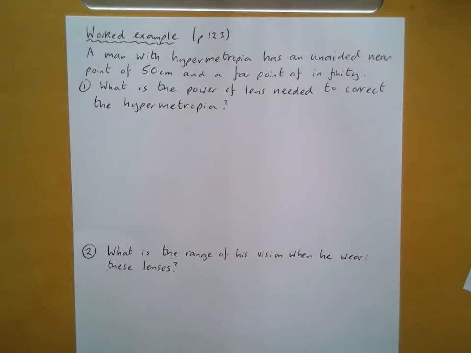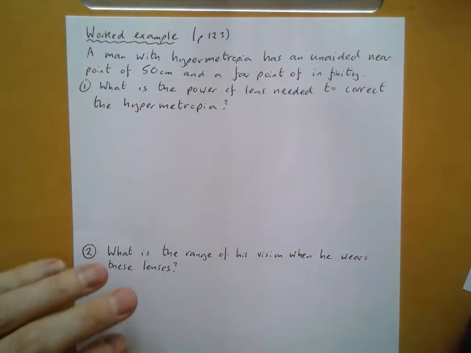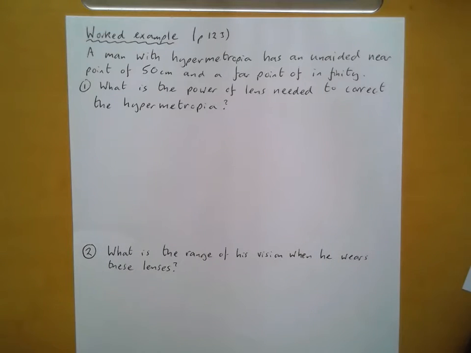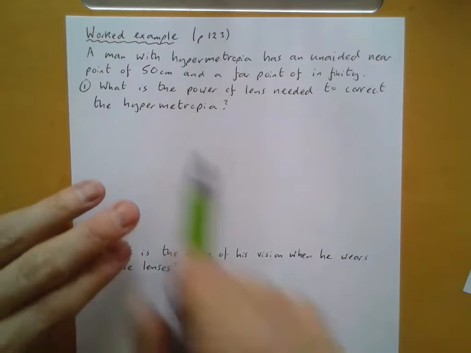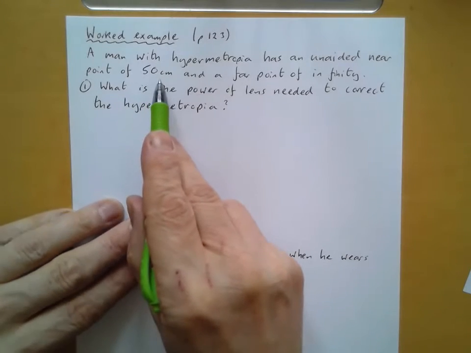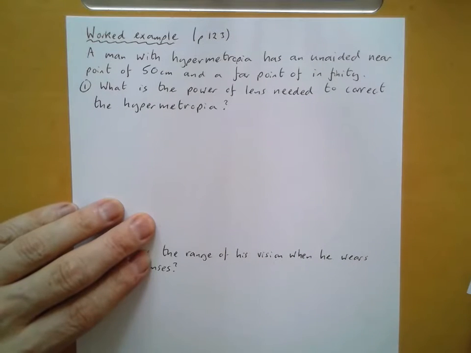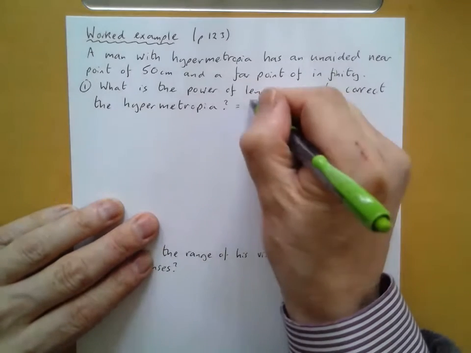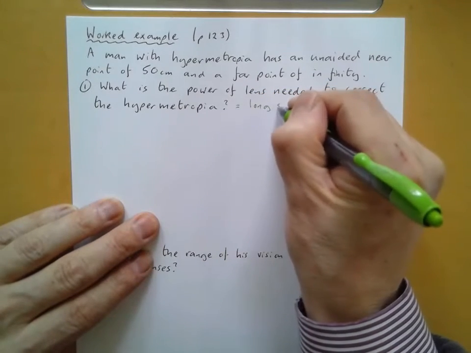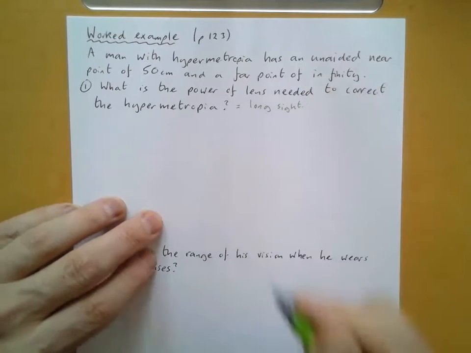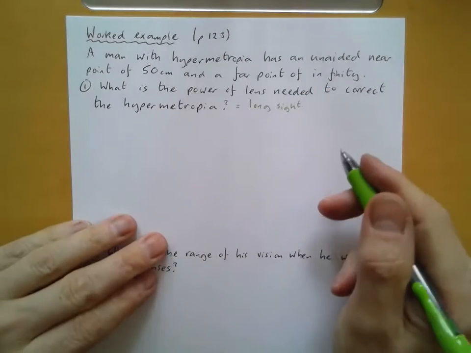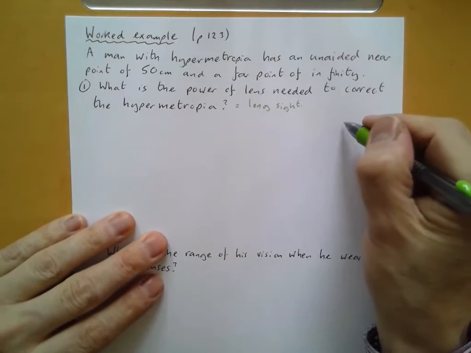He has hypermetropia, so that is to say he has long sight. And that means that he's good at long distances, but not at short distances. So his unaided near point is 50 centimeters, okay, as opposed to 25 centimeters. So hypermetropia is long sight. So we know that, let's sketch.